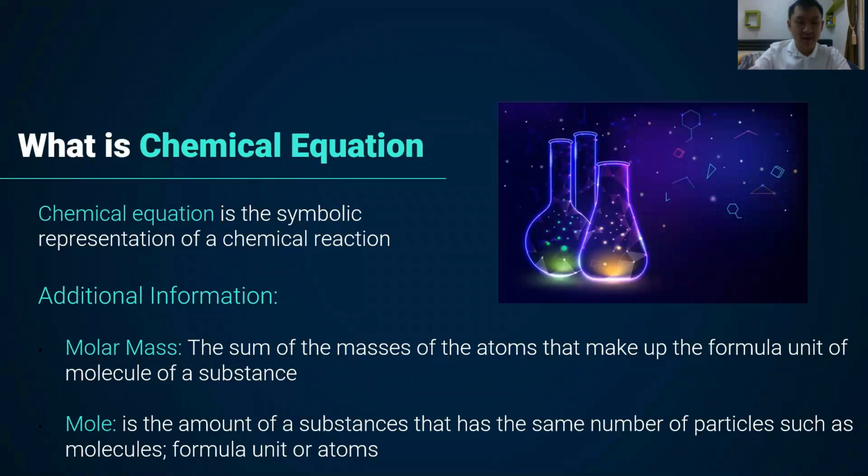Next is the chemical equation. A chemical equation is the symbolic representation of a chemical reaction. Additionally, molar mass is the sum of the masses of the atoms that make up the formula unit or molecule of a substance. A mole is the amount of substance that has the same number of particles, such as molecules, formula units, or atoms.